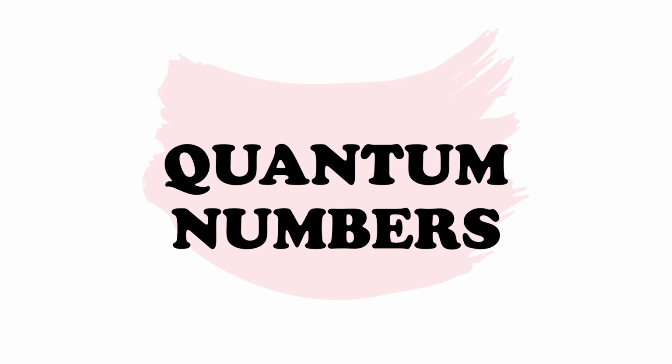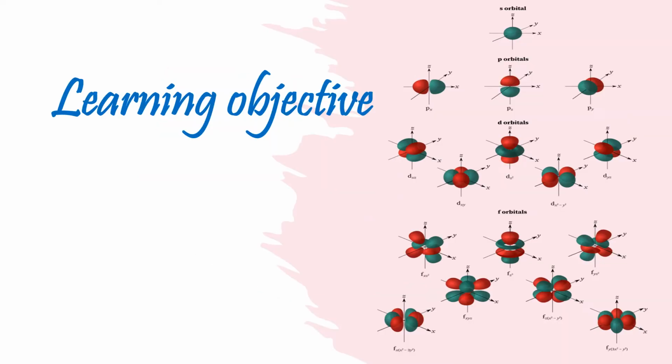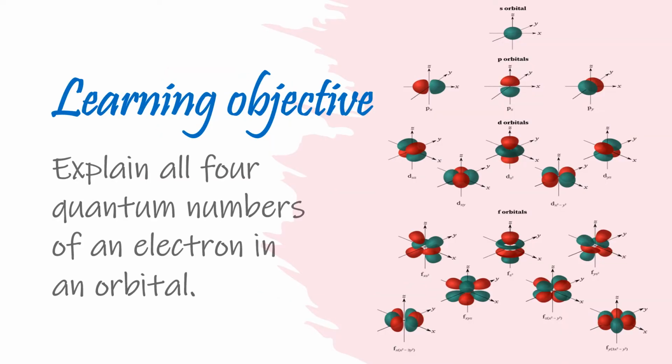Hi, Assalamualaikum. In this video, we are going to discuss quantum numbers. We are going to explain all four quantum numbers of an electron in an orbital.